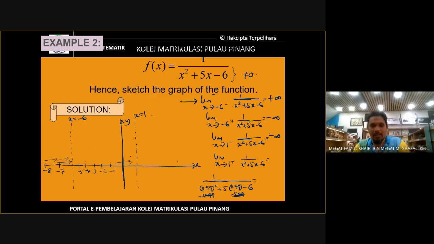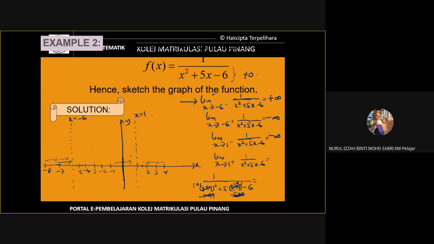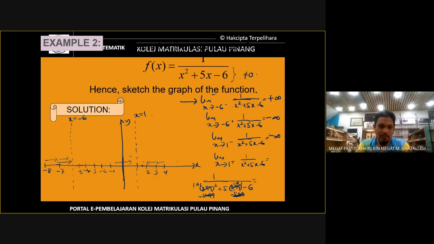Okay. And then let's say this is x, x equal to 1 from the right: 2, 1.5, 1.1, 1.01. So just imagine that if I substitute with 1.01 here, positive infinity. 14.26 something. Okay, positive infinity.